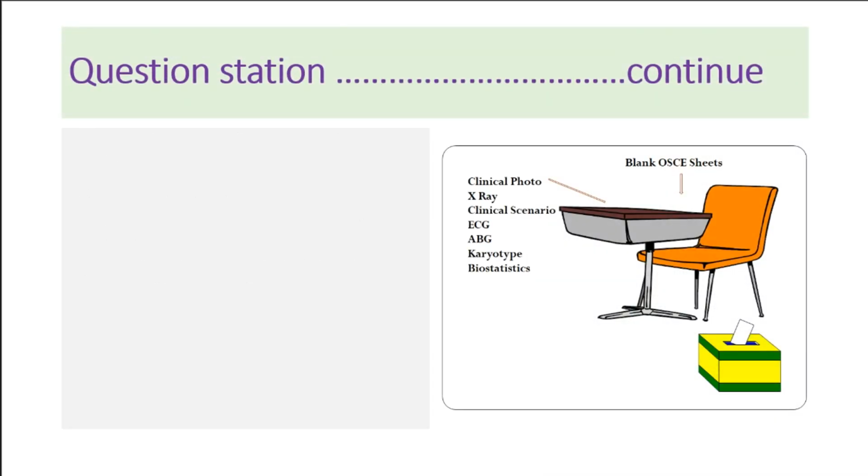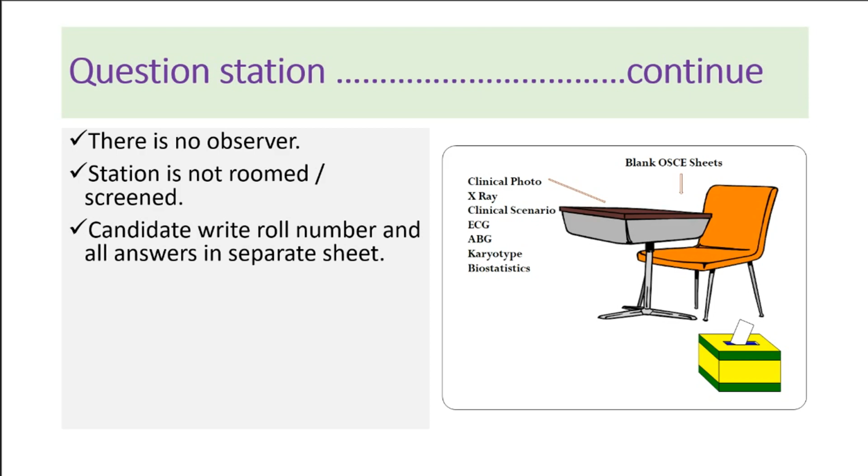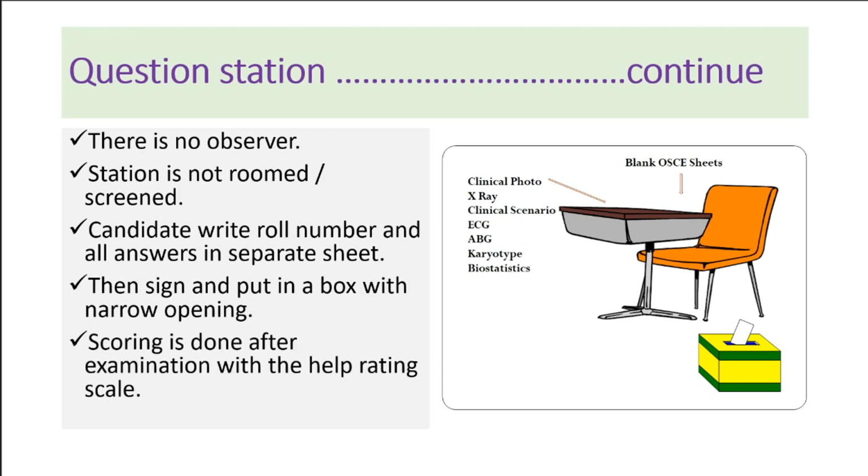Question station continued. There is no observer. The station is not roomed or screened. Candidates write roll number and all answers in a separate sheet, then sign and put it in a box with a narrow opening. Scoring is done after the examination with the help of a rating scale.